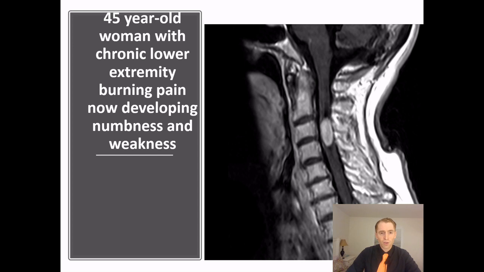This is a 45-year-old woman with chronic lower extremity burning pain, now developing numbness and weakness. You can see on the MRI of the spine, there's a large enhancing area in the center of the spine, but her deficits on exam are extremely minimal. And if you look closely, you can see that surrounding the enhancing area, there seems to be an enlargement of the central canal around it. And the reason for that is because it is inside of the central canal, pushing it open.